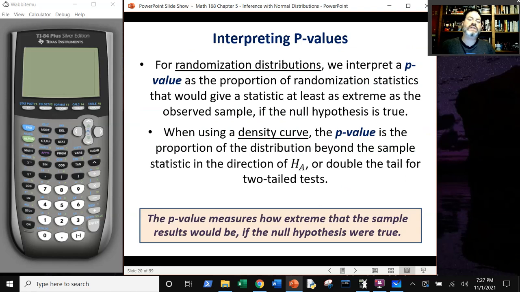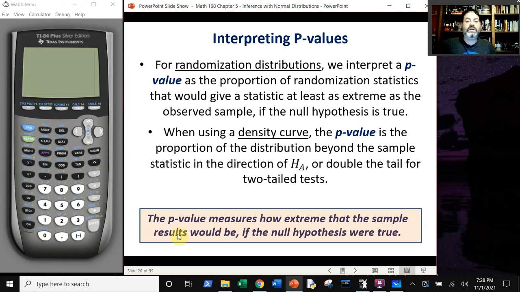This slide here is just a really technical condition that may pop up on a test or a quiz, that p-values mean different things in different situations. When we have randomization distributions, the p-value is the proportion of our randomization statistics that give a statistic at least as extreme as the observed sample if the null hypothesis is true. That is from Chapter 4. I did not change it. With density curves, instead of the proportion of statistics, it's the proportion of the overall distribution, like how much area it takes up.